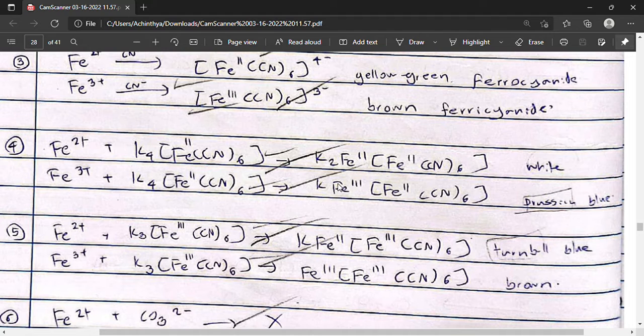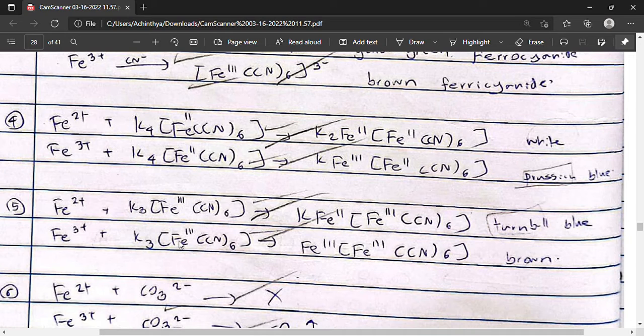If we were to add the potassium ferrocyanide into the ferric ion solution, it makes a Prussian blue complex, which is KFeFe(CN)6. If we were to add potassium ferricyanide into the ferrous ion, it forms a Turnbull blue colored solution complex, which is also KFeFe(CN)6. And if we were to add potassium ferricyanide into the ferric ion solution, we get this brown colored complex, FeFe(CN)6.